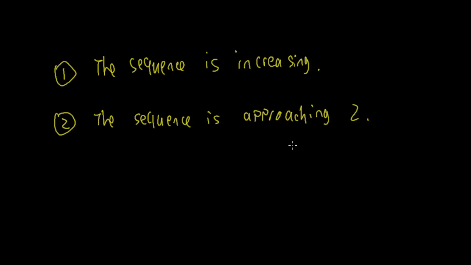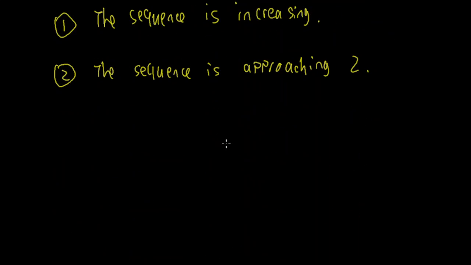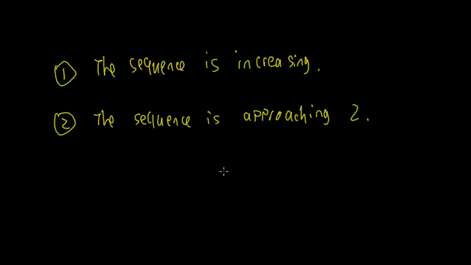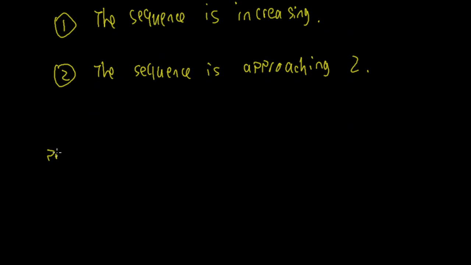Okay, so now what do we do next? We have to show that both of these statements are true. Then we can find the limit of this sequence. So let's try to prove that both of these are true first, okay? Okay, so let's prove statement number 1, okay? That the sequence is increasing.